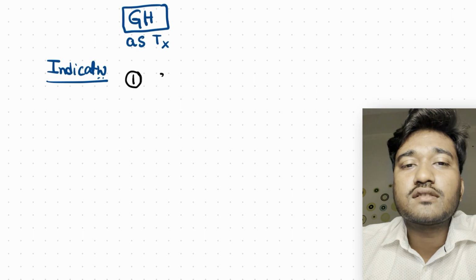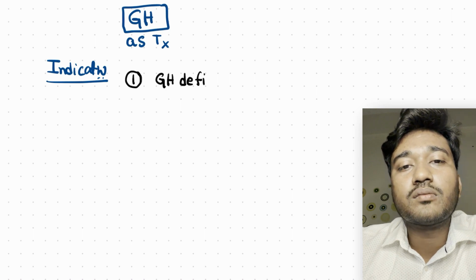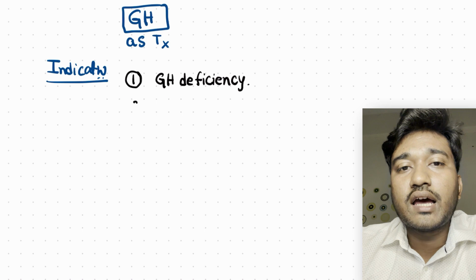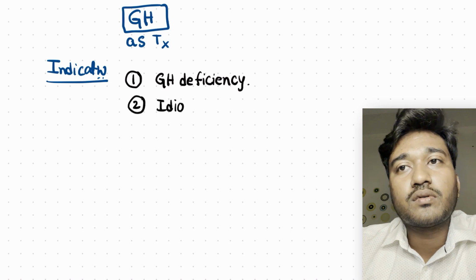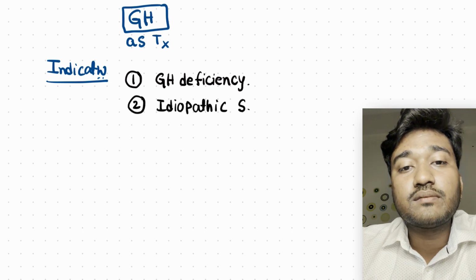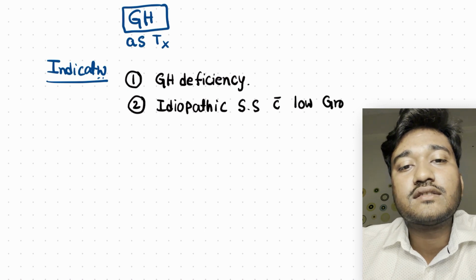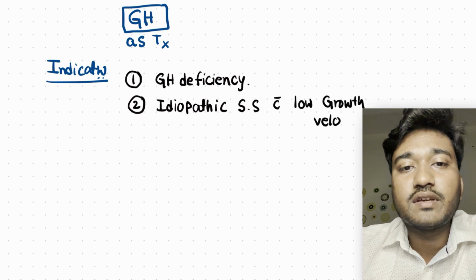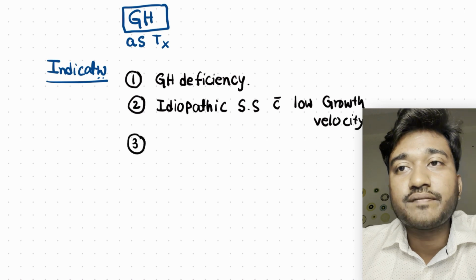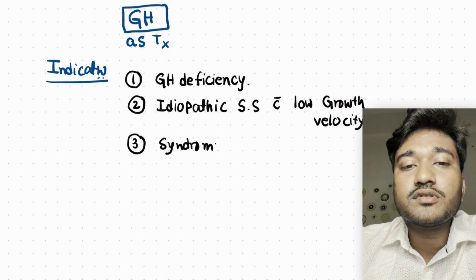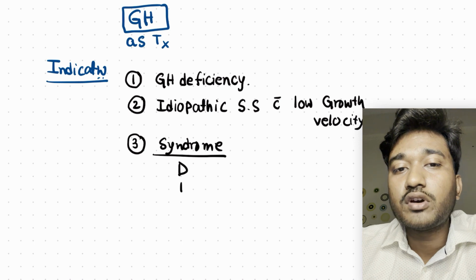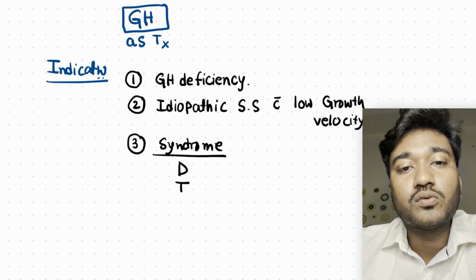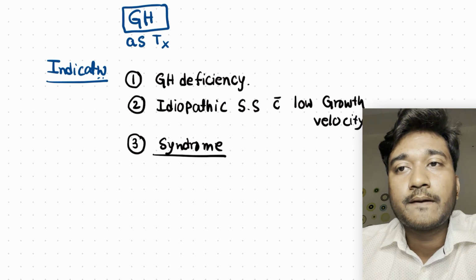So what are the indications when we give growth hormone? We give growth hormone in congenital hypopituitarism, growth hormone deficiency. If there is idiopathic short stature with low growth velocity, that is less than 4 cm per year, this becomes an indication. As well as a few syndromes. The important syndromes where we actually give it are Turner syndrome, Noonan syndrome, Prader-Willi syndrome. In all those syndromes we can actually give growth hormone.